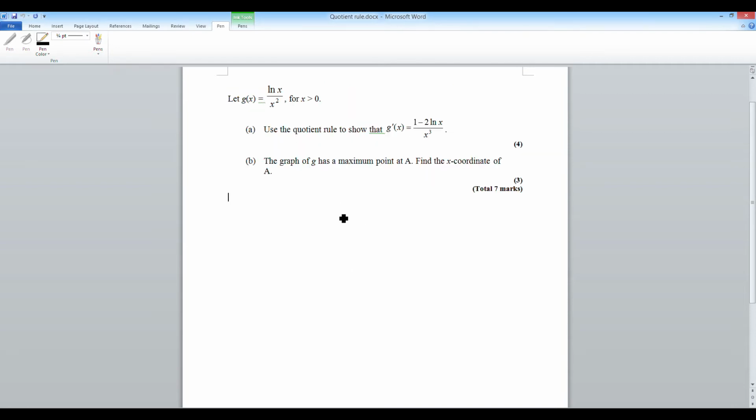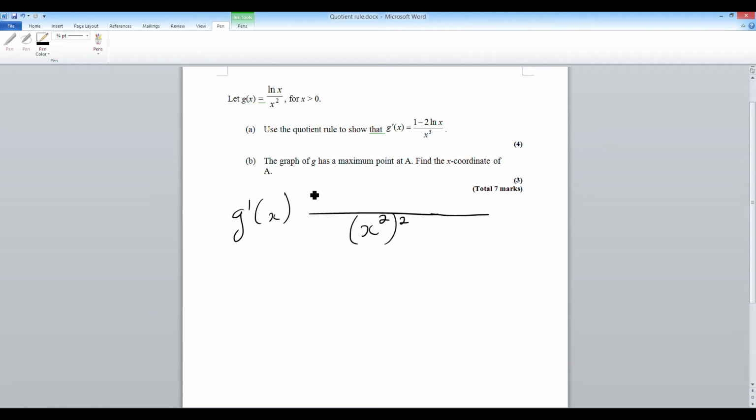Now let's take a look at the quotient rule. So there are part A and part B. They say use the quotient rule to show that this is the first derivative of my function g of x. So I'm going to say the first derivative of g of x. For the quotient rule, I normally say the following. I always start with my denominator, so it's going to be x squared, and I'm going to square my denominator. It's as simple as that. We can simplify this later.